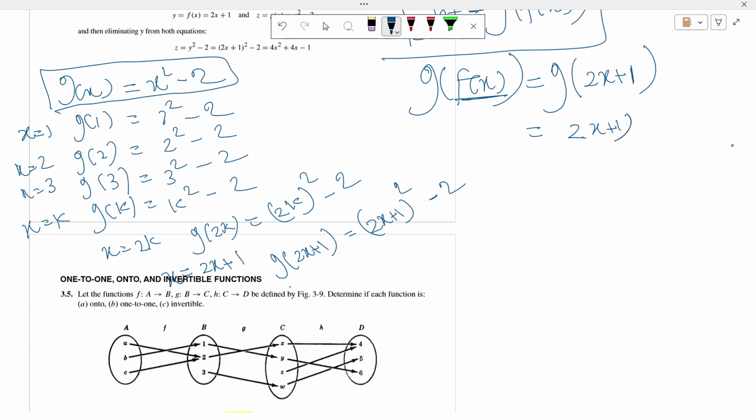(2x plus 1) whole thing to the power of 2 minus 2. Then I can write this one. So this is similar to (a plus b) whole thing to the power of 2, right? Then I can write the form a squared plus 2ab plus b squared, right?